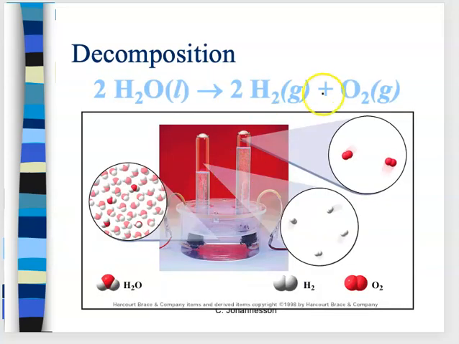Here's an example of a decomposition reaction where water is broken up using some electricity, and for every two water molecules that are broken up, you get two molecules of hydrogen gas and one molecule of oxygen gas. You can see there's only one reactant here, and it breaks apart into two different products.